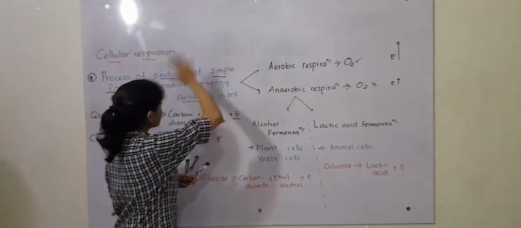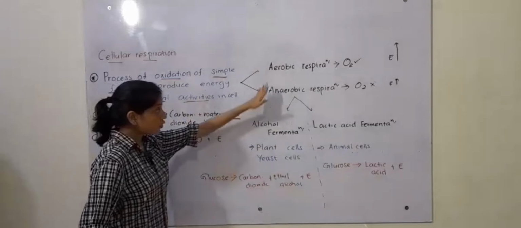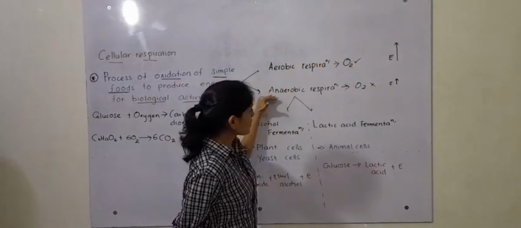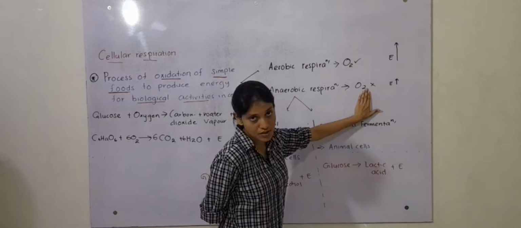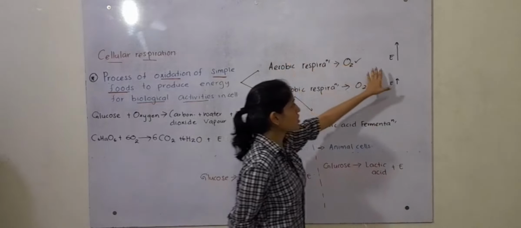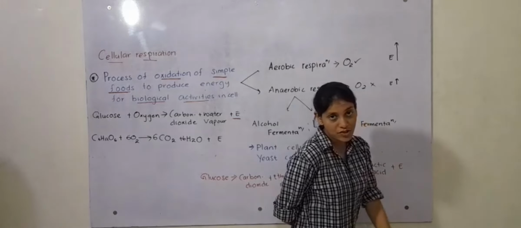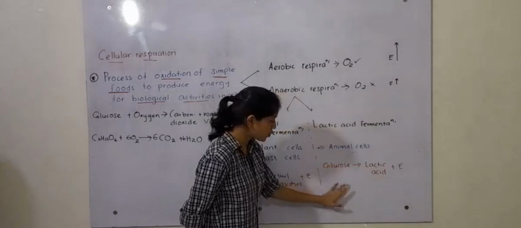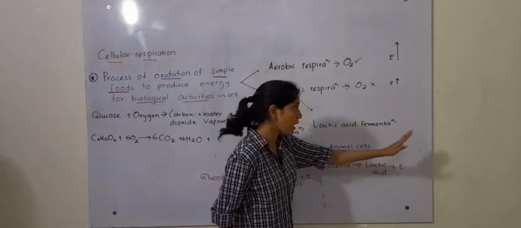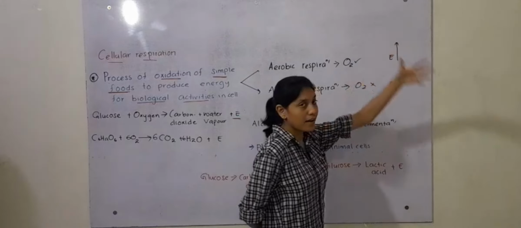So this cellular respiration occurs in two ways, as aerobic respiration and anaerobic respiration. Aerobic respiration takes place in the presence of oxygen and anaerobic respiration takes place without oxygen. The energy generated from aerobic respiration is higher than the energy generated through anaerobic respiration, because during anaerobic respiration the glucose does not break down completely. Partially glucose is broken down. So here the energy generated is higher than this.